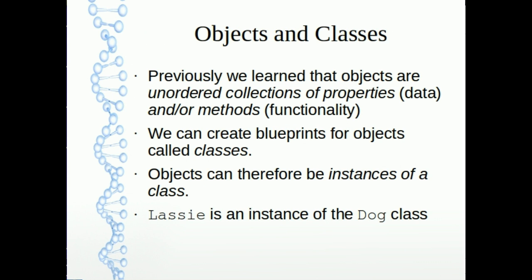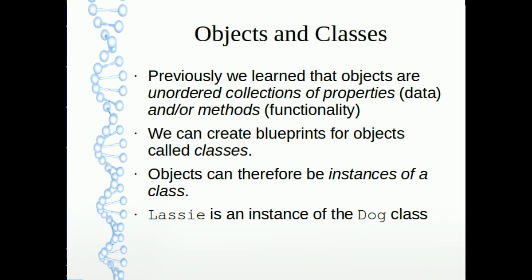Previously, we learned that objects are unordered collections of properties, meaning data, variables, sometimes termed fields, and/or methods, by which we mean functions. And this means that properties are things that an object has, for example, name, age, height, and weight, whilst methods are things that an object can do, for example, run, swim, fly, and so on.